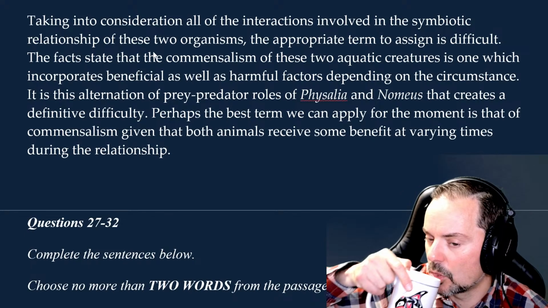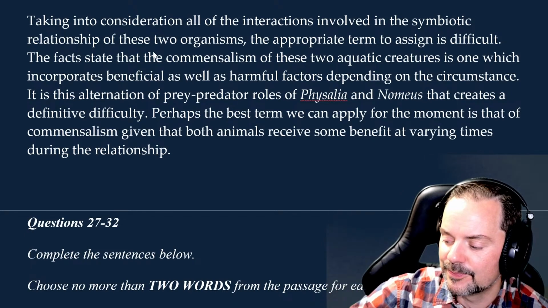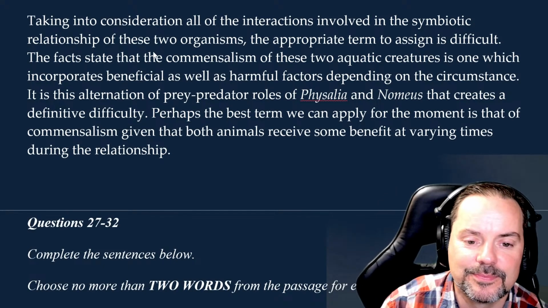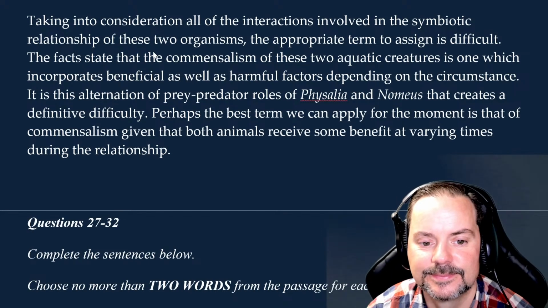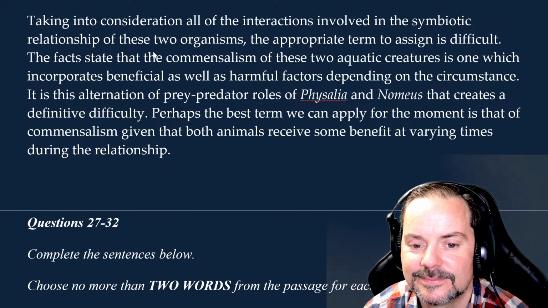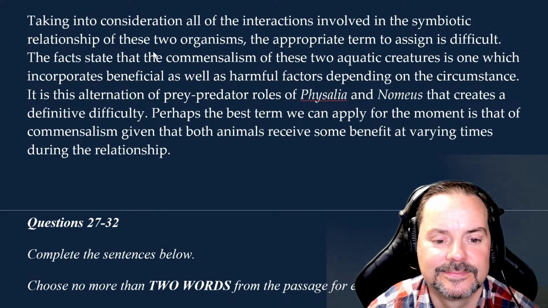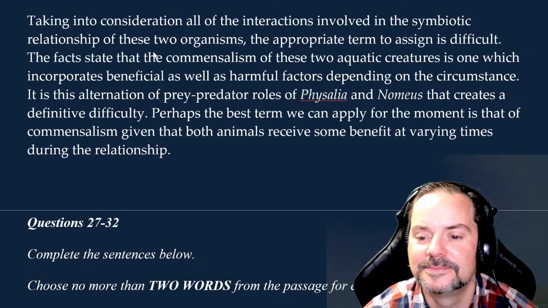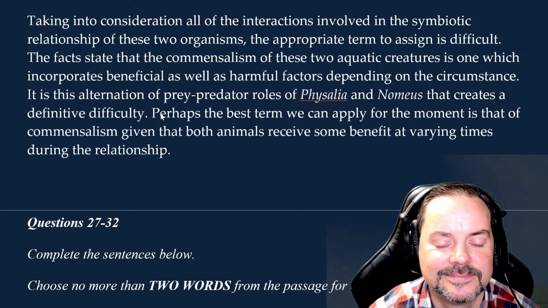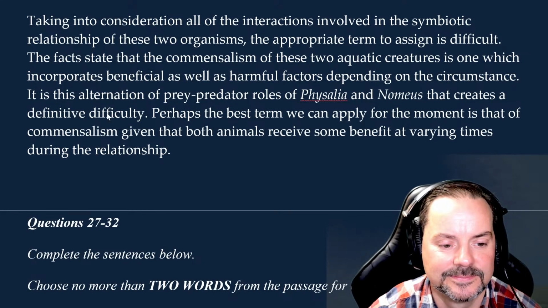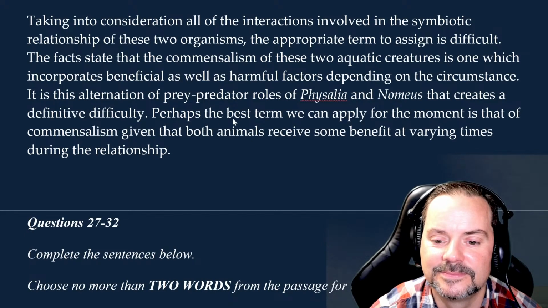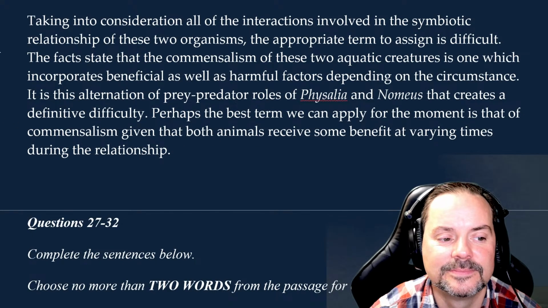Taking into consideration all of the interactions involved in this symbiotic relationship of these two organisms, the appropriate term to assign is difficult. The fact states that the commensalism of these two aquatic creatures is one which incorporates beneficial as well as harmful factors, depending on the circumstance. It is this alteration of predator roles of Physalia and Nomius that creates a definitive difficulty. Perhaps the best term we can apply for the moment is that of the commensalism, given that both animals receive some benefit at varying times during the relationship.